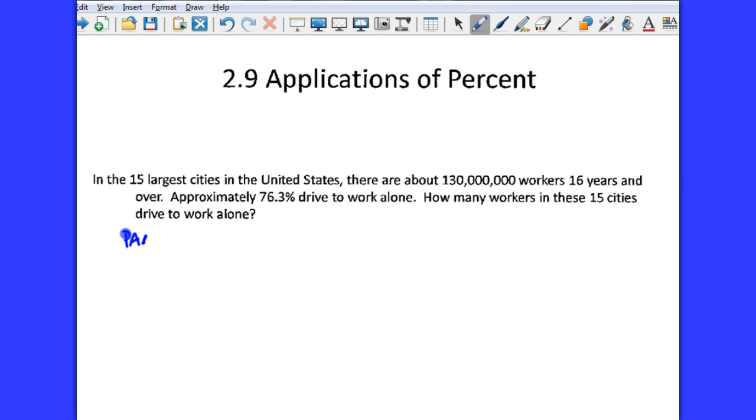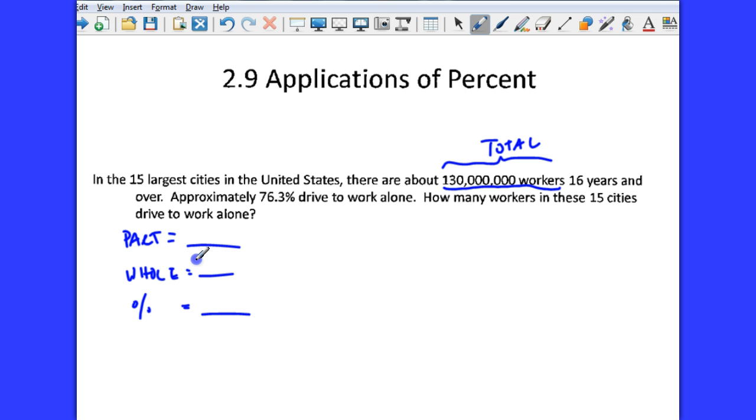So I'm going to see if I can identify what is the part, what is the whole, and what is the percent. Well, it looks like there's 130 million workers total, right? There's a total of that. So that total would represent the whole. So the whole is 130 million. You got 7 zeros there. So that's the entire group of people across the United States that drive to work in this study, which is an old study. It's changed since then. But we are going to use these statistics for our problem.